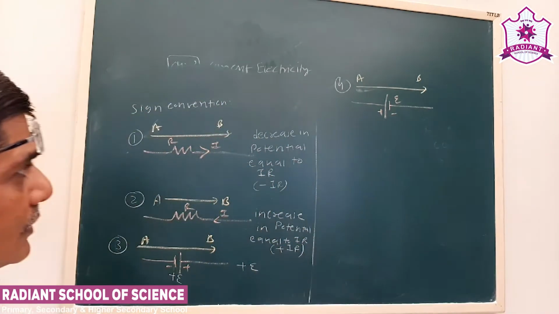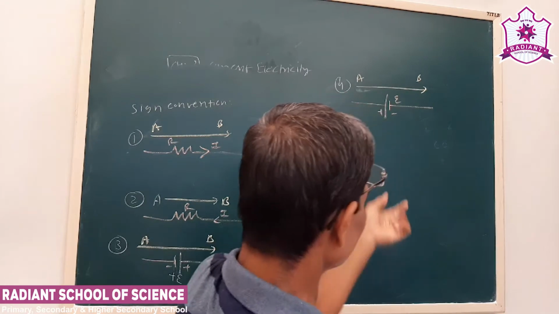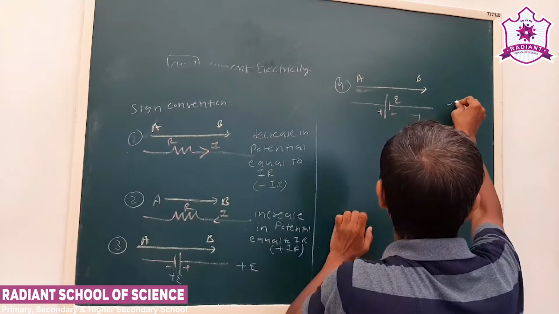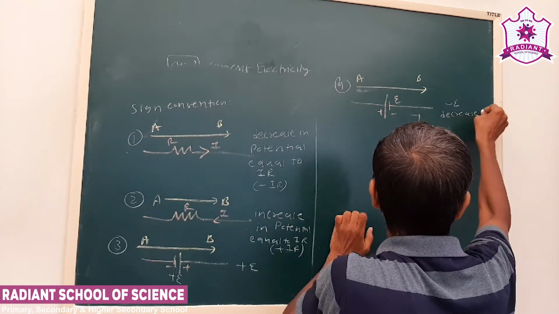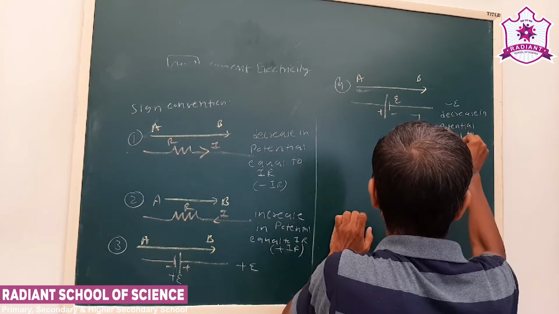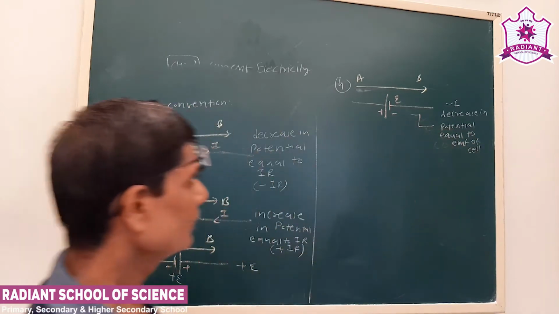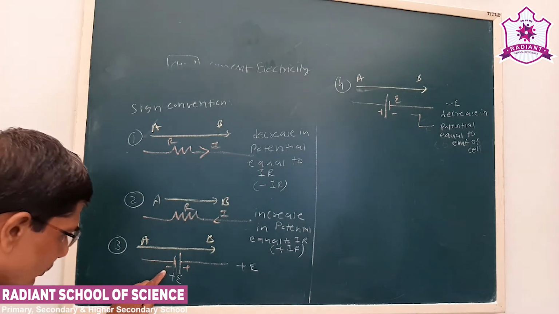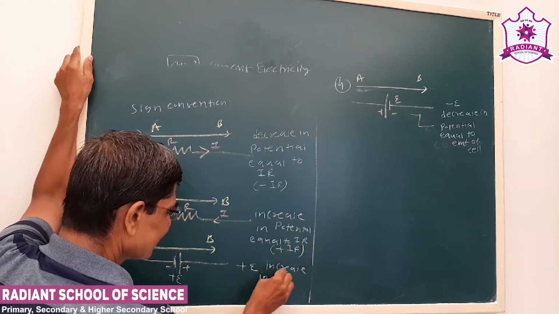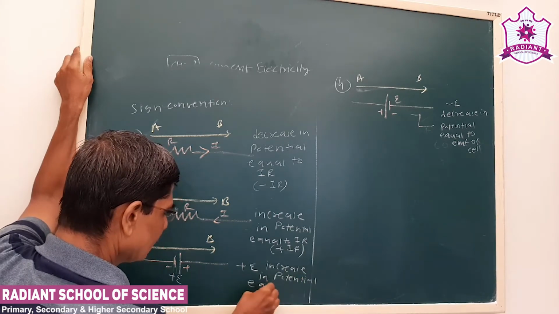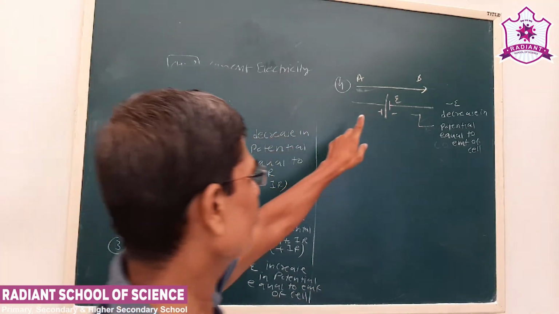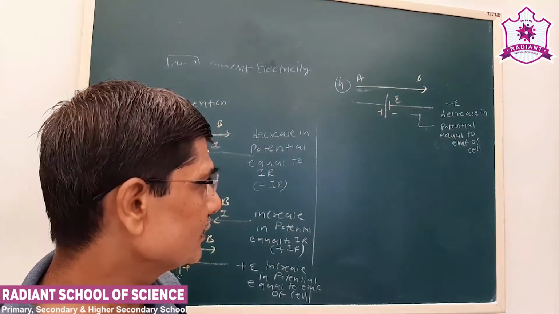during our journey, when we move from positive to negative of the cell, let us say we are moving step down, in that case we have to take minus E, a decrease in potential equal to E. Now during our journey, if we move from negative to positive of the cell, then there will be an increase in potential equal to the EMF of the cell. And if we move from positive to negative of a cell, then there will be a decrease in the potential equal to the EMF.